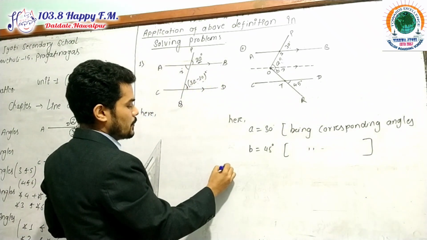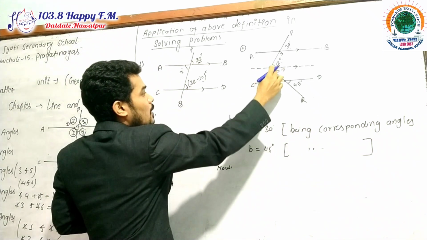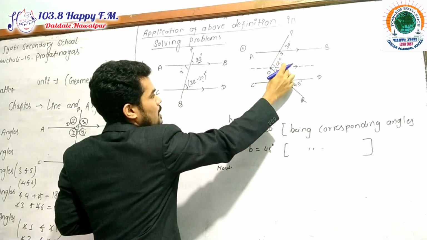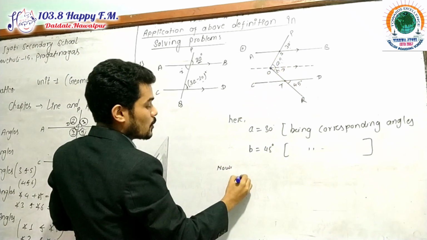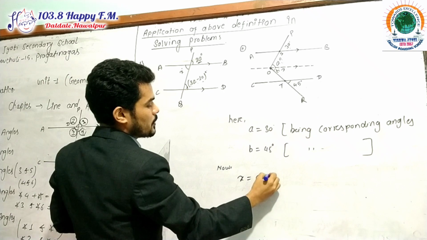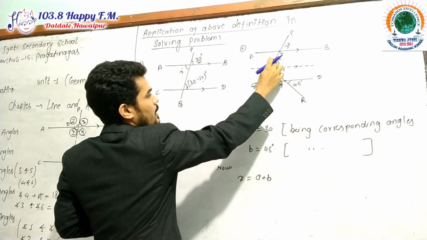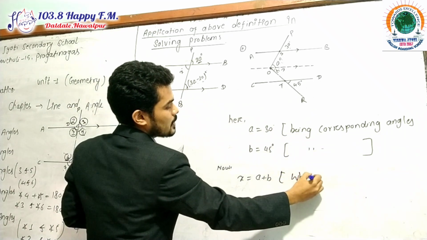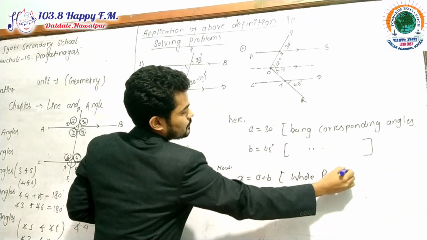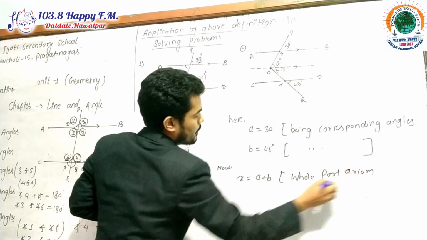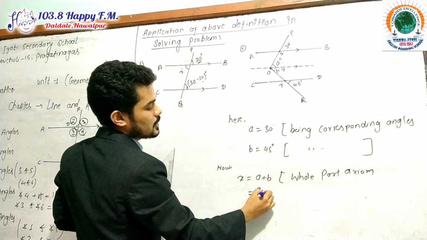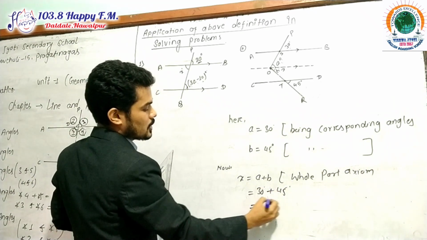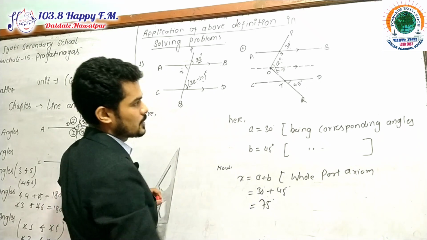Now finally we know that the whole angle is x, and this imaginary line has divided x into the angles A and B. So we must have x equal to A plus B. If we add A and B, what do we get? We get the whole angle x. So x is equal to A plus B. This is the whole part axiom. Now we have the values of A and B: 30 degree plus 45 degree. So x is equal to 30 plus 45, which is 75 degree.